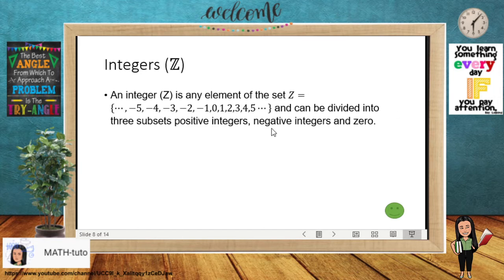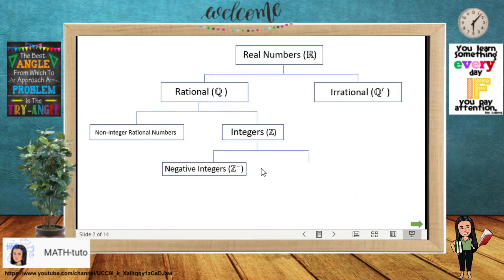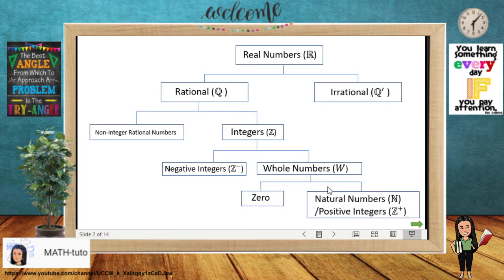However, 0 and positive integers belong to one group, which is the set of whole numbers. That's why we will just classify integers here as either negative integers or whole numbers, and whole numbers will be divided into 0 and positive integers. Positive integers are also called natural numbers. If we call it a natural number, then we will make use of the symbol capital letter N.